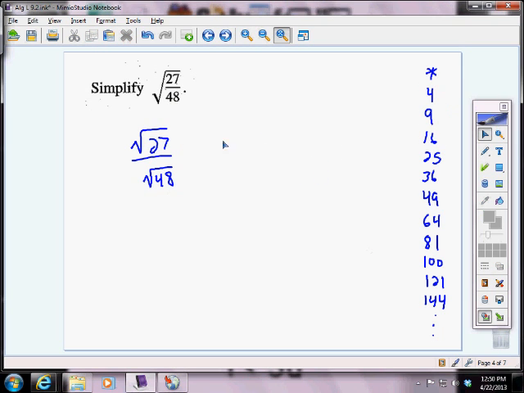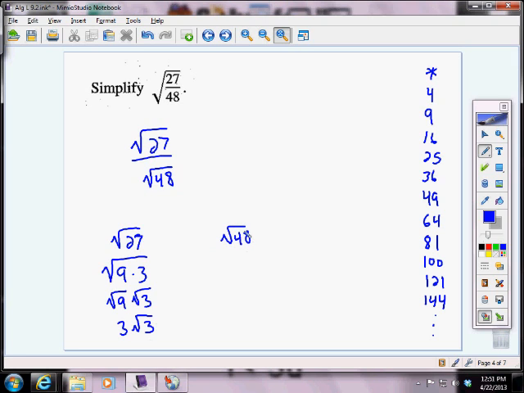If we have our perfect square factors here, let's just look at the square root of 27. Do any of our perfect squares go into 27? 9 does. So I can break the square root of 27 into the square root of 9 times 3, which is the square root of 9 times the square root of 3, which is 3 square roots of 3. Now let's look at the square root of 48.